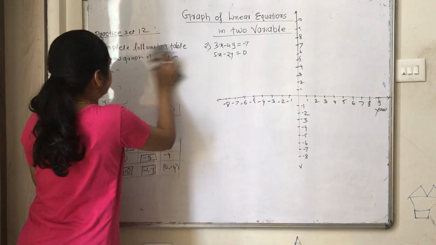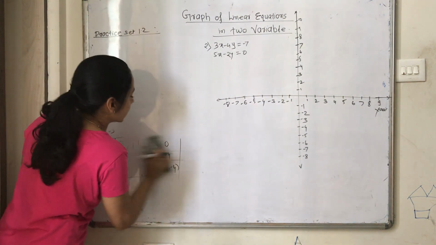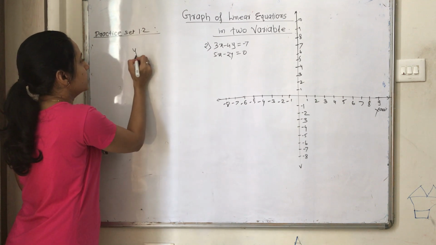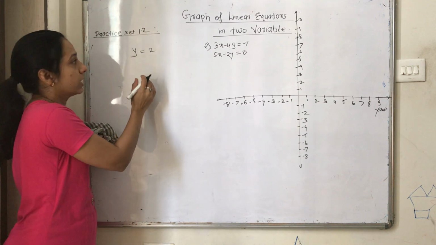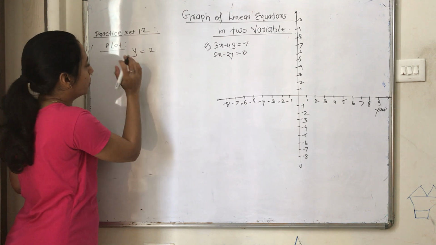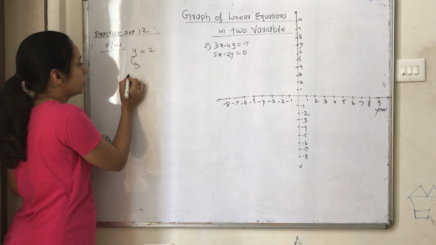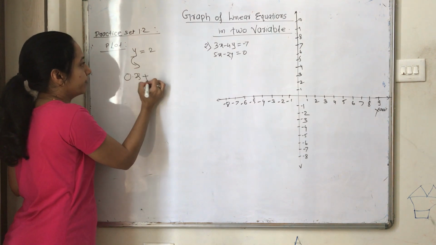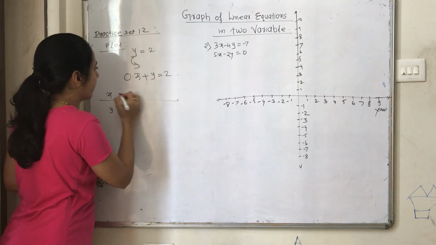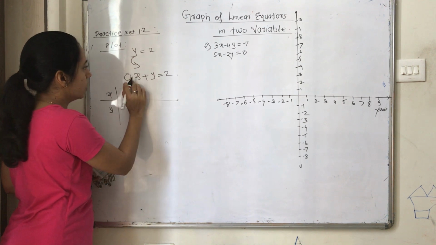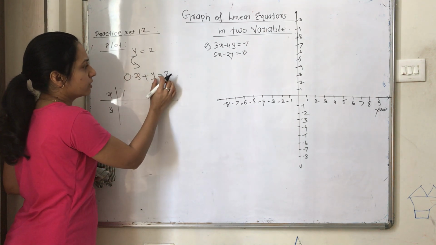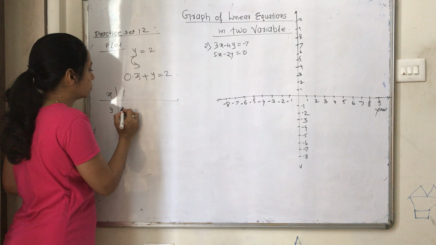See, I had not told you one point, if it is given y is equal to 2. Okay, what do we have to plot? Plot y is equal to 2, right? Can I write this equation as 0 into x plus y is equal to 2? Now suppose I take any value of x. If I take x is equal to 1, 1 into 0 is 0. So what will be the value of y? At that moment y is equal to 2, right?